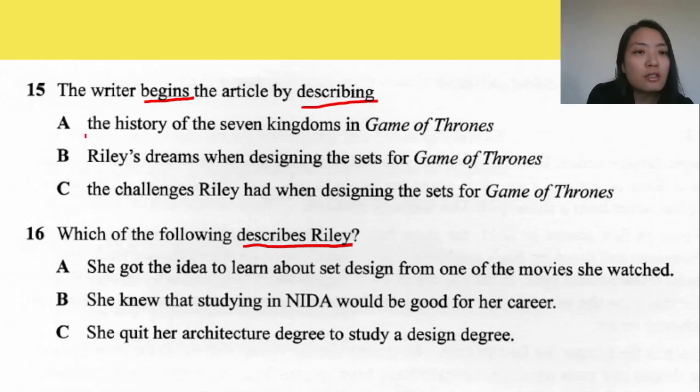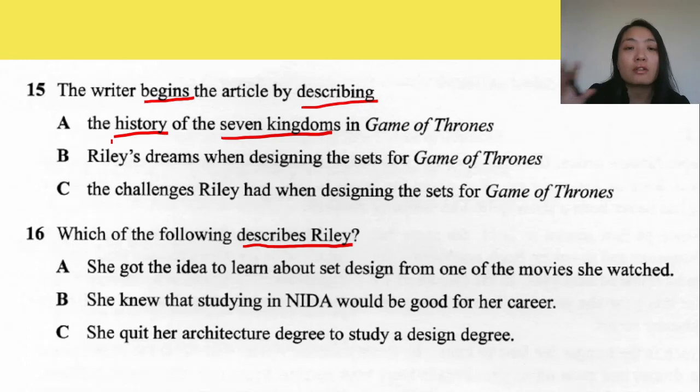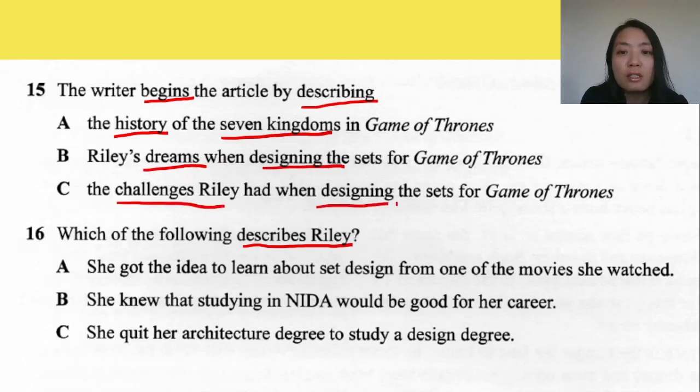So it says here in the first option A, something about the history of 7 kingdoms. Okay, so we find out, does the first part of the article talk about history? Okay, or is it talking about her dreams when she was designing the set? Or does it talk about the challenges that she faced when designing the set?